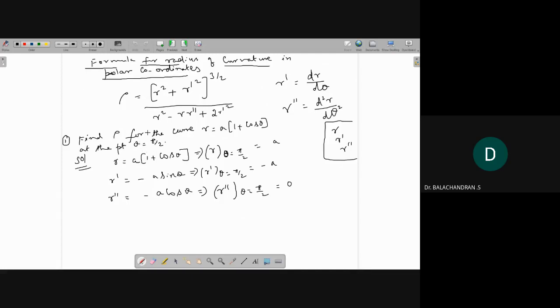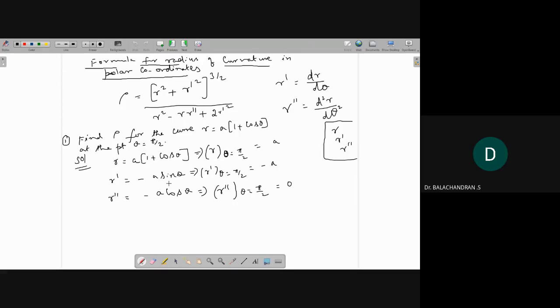So the point is also given. So r equal to a into 1 plus cos theta. Find r at theta equal to pi by 2. If you substitute theta equal to pi by 2, cos pi by 2 is 0, so we'll get a. Similarly, r dash means we get minus a sine theta. R dash at theta equal to pi by 2, sine pi by 2 is 1. So r dash is equal to minus a.